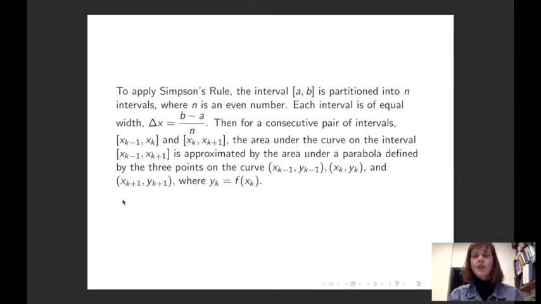Then for a consecutive pair of intervals, namely the closed interval from x sub k minus 1 to x sub k, and x sub k to x sub k plus 1, the area under the curve on the interval from x sub k minus 1 to x sub k plus 1 is approximated by the area under a parabola defined by the 3 points of the partition and their y values on the curve, namely x sub k minus 1, x sub k, and x sub k plus 1.